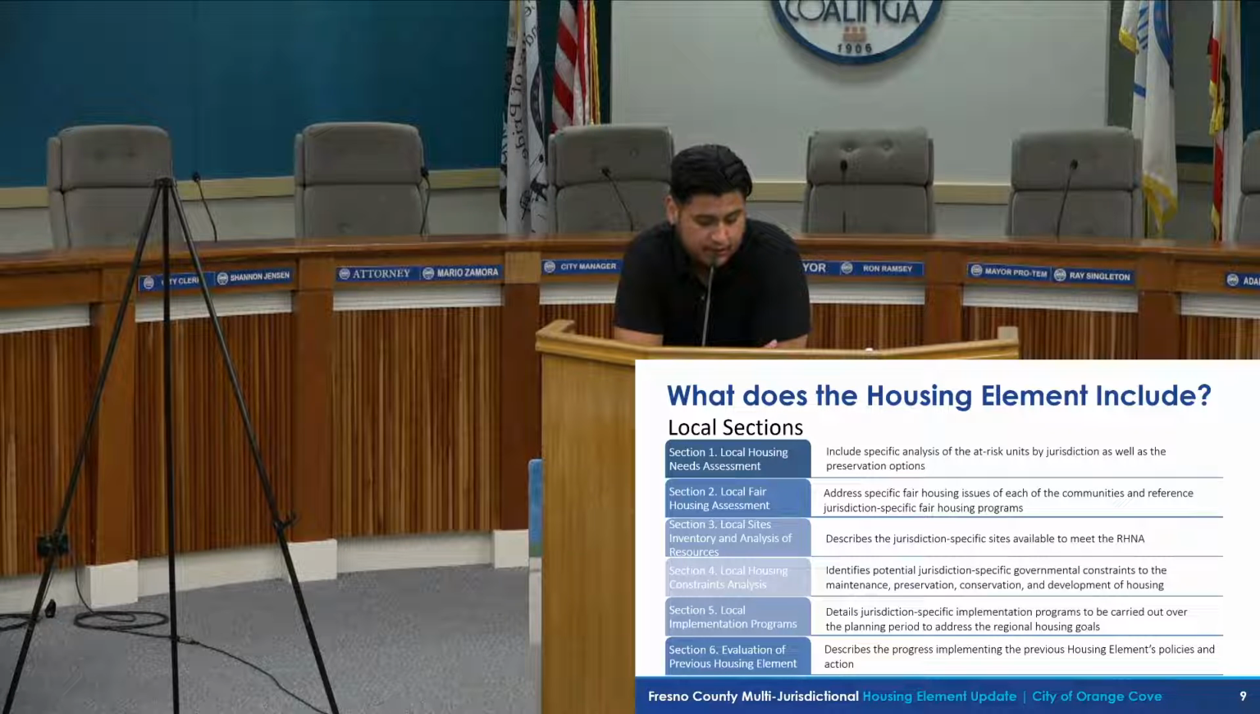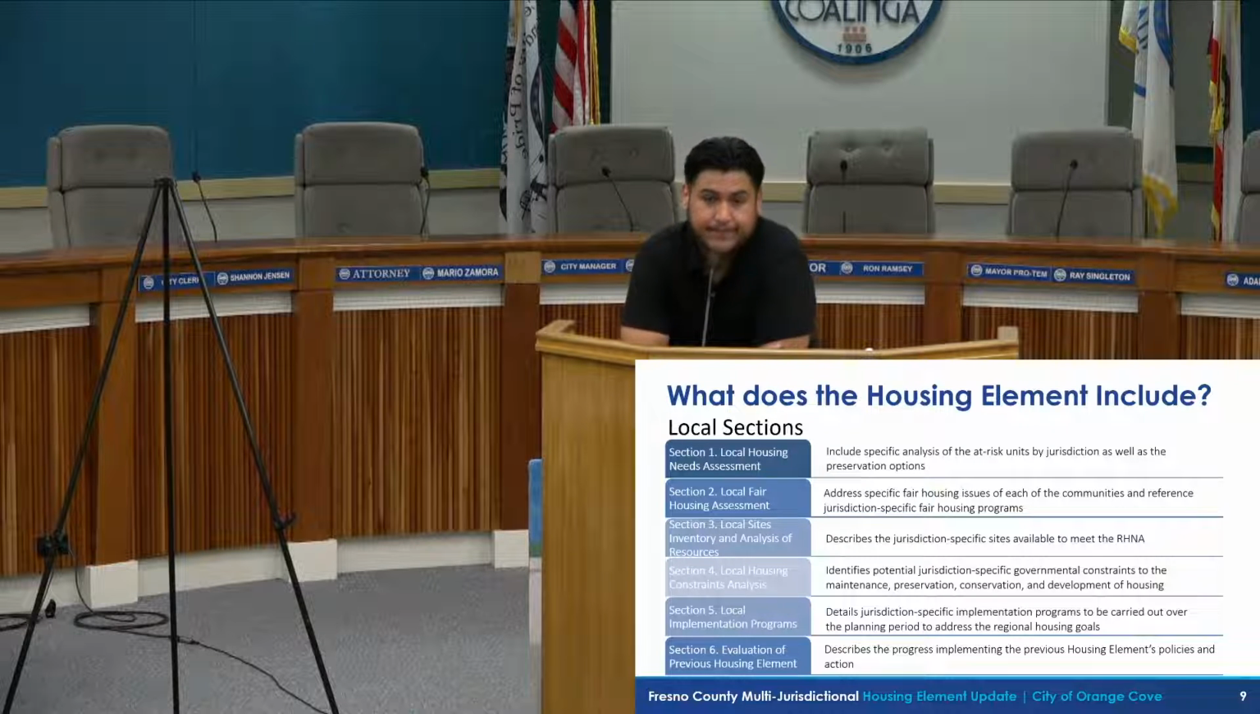And then there's the local sites inventory and analysis of resources, which actually describes the sites that are available to meet the RHNA allocation. Then we have the local housing constraints analysis, which identifies potential governmental constraints to the development and preservation of housing. And lastly, we have the evaluation of the previous housing element, which describes the progress that has been made since the previous housing element update.